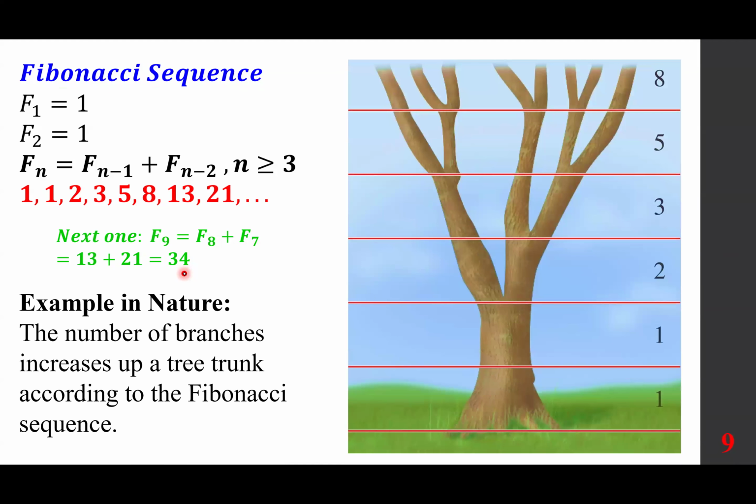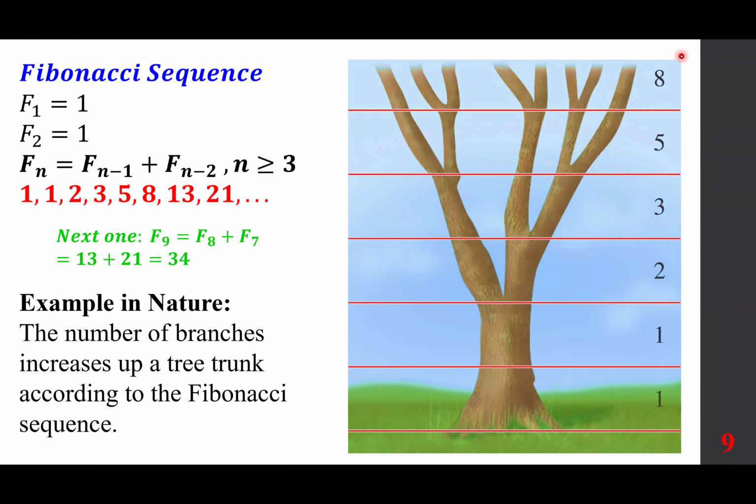Now, an example in nature: the number of branches increases up a tree trunk according to the Fibonacci sequence. So first year we have 1, then we have 1 again, and the next year they add up to 2, and the next year they add up to 2 and 1 is 3, and the next year they add up to 3 and 2 is 5, and 3 and 5, 8, and so on and so on.